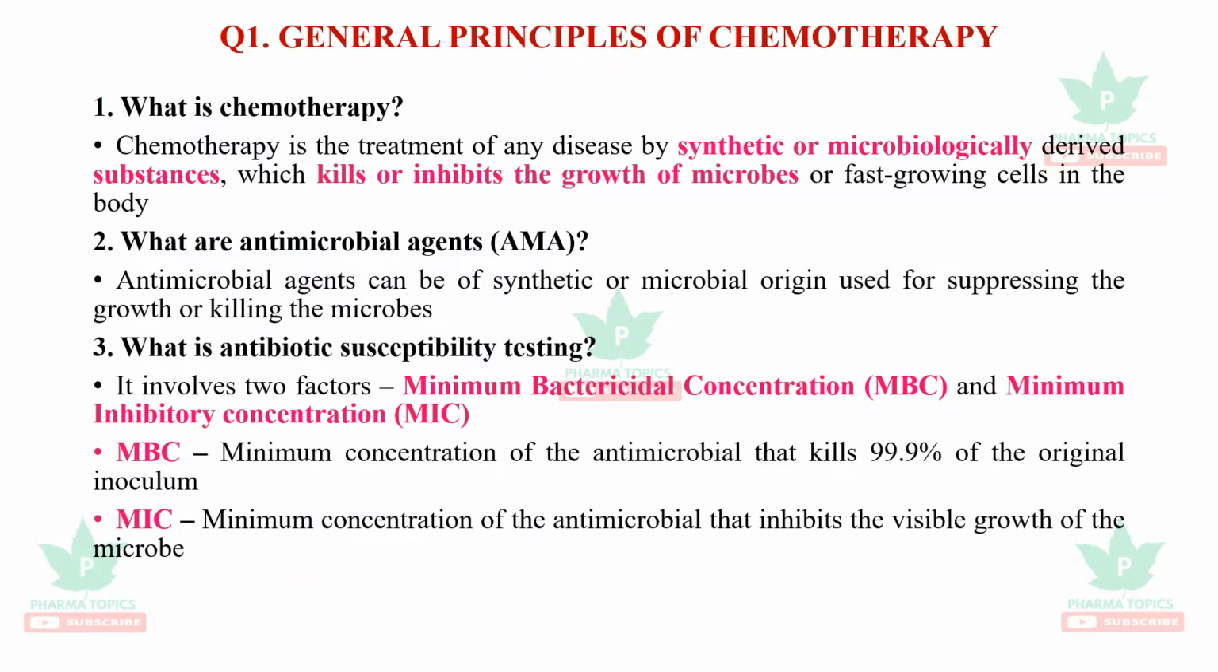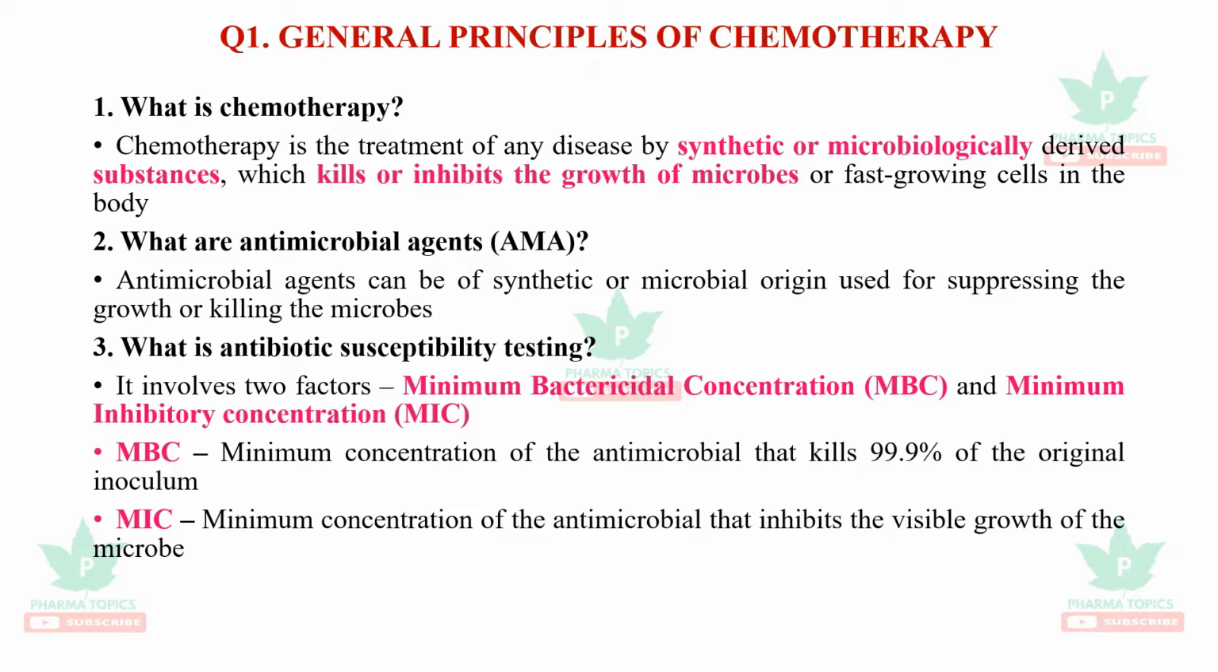Question number 1 deals with the general principles of chemotherapy. Basically, they may ask what is chemotherapy. Chemotherapy is the treatment of any disease by synthetic or microbiologically derived substances which kills or inhibits the growth of microbes or fast-growing cells in the body. What are antimicrobial agents? Antimicrobial agents can be of synthetic or microbial origin, used for suppressing the growth or killing the microbes.